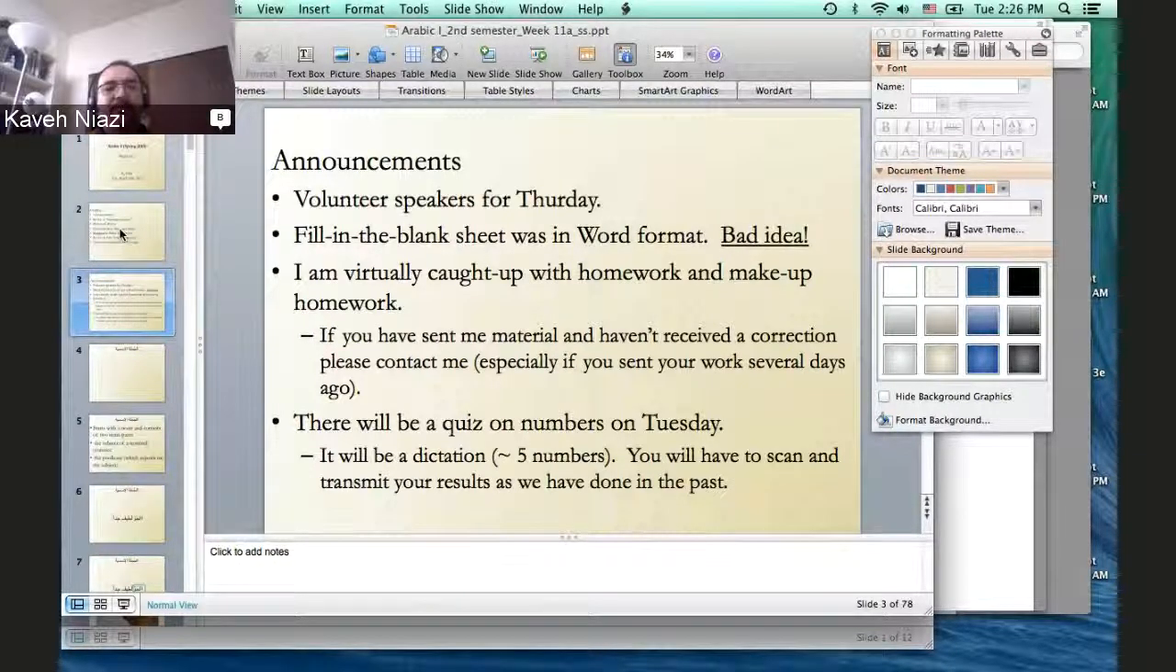And then the other thing is, I sent you the fill in the blank sheet, and it was in Word format, and then I got all the responses back, and everything gets shifted around. So this was a bad idea. I'll make sure to send it in PDF in the future. The other thing is, I'm virtually caught up with the homework and with the makeup, except for stuff that you've sent in the last 2 days. So if you sent something before the last 2 days and I haven't returned it, then just send me a reminder.